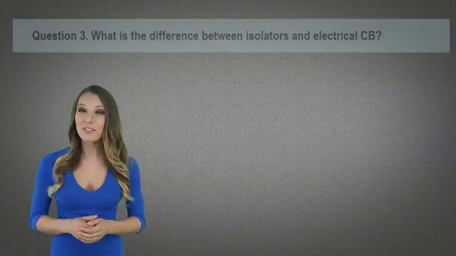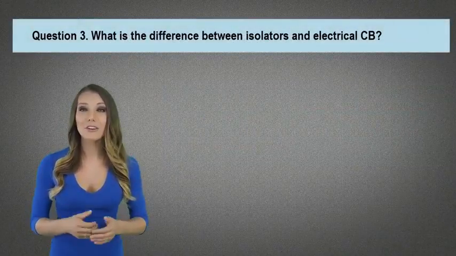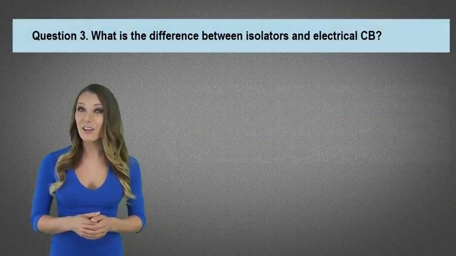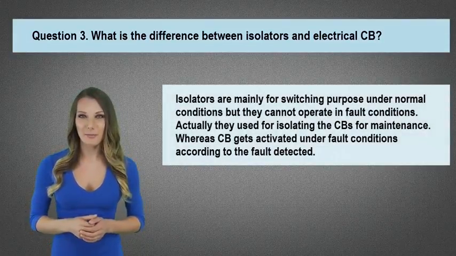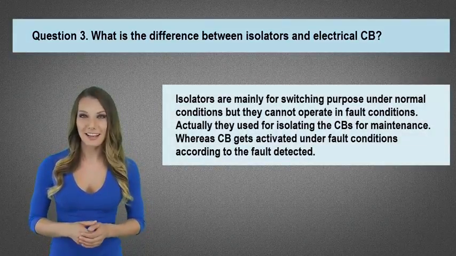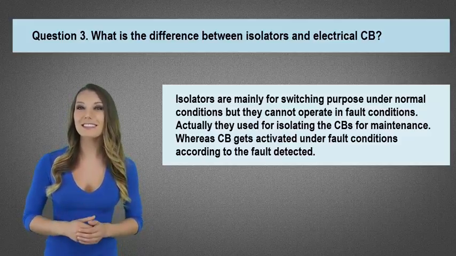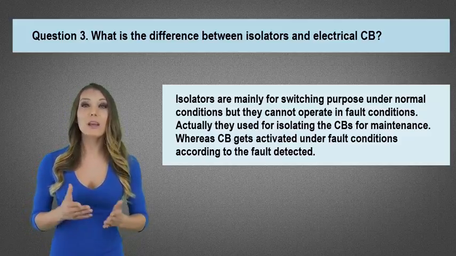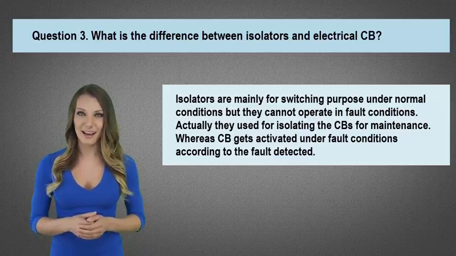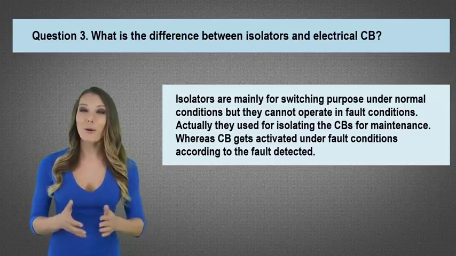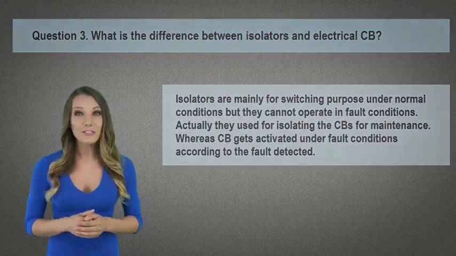Question 3. What is the difference between isolators and electrical circuit breakers? Isolators are mainly for switching purposes under normal conditions, but they cannot operate in fault conditions. Actually, they are used for isolating the CBs for maintenance. Whereas a CB gets activated under fault conditions according to the fault detected.